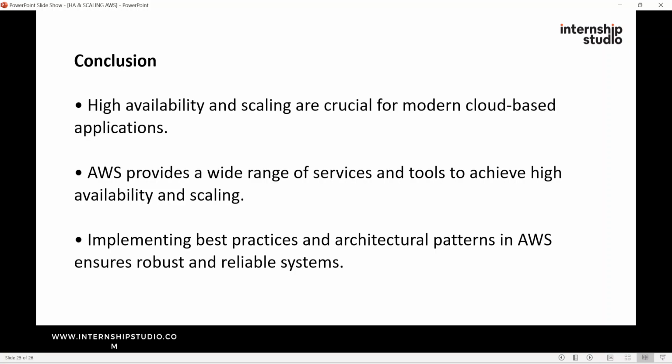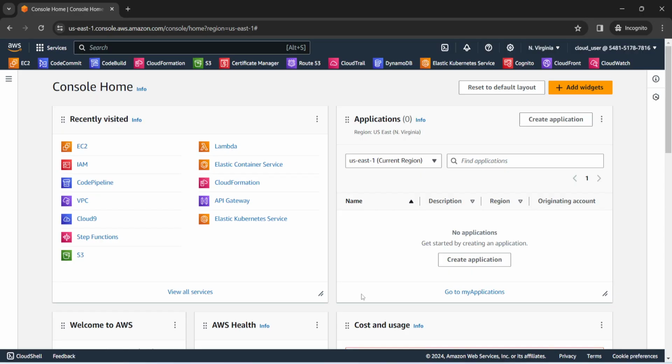Before moving into the conclusion, I'll just go to the hands-on now. I'm in my cloud environment already, and we'll see first what a launch template is. It's a good way to streamline, simplify and standardize instance launches.